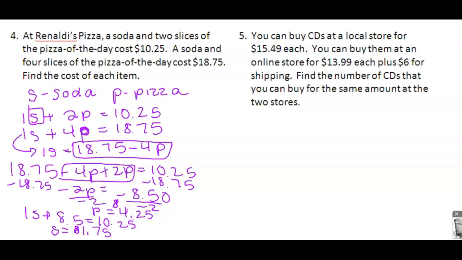All right. I don't know what can of worms I opened back there, but you can buy CDs at a local store for $15.49 each. You can buy them online for $13.99 each. However, you have a $6 shipping fee. Find the number of CDs that you can buy for the same amount at the 2 stores. So basically, we want to know, when is the cost the same?